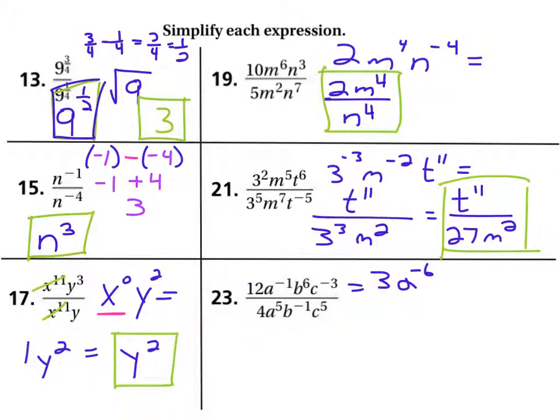Let's deal with the b's. B to the 6th over b to the negative 1. 6 minus negative 1. Minus a negative 1 is the same as plus 1. So we get b to the 7th. And what about the c's? C to the negative 3 divided by c to the fifth. We've got negative 3 minus 5, or c to the negative 8.